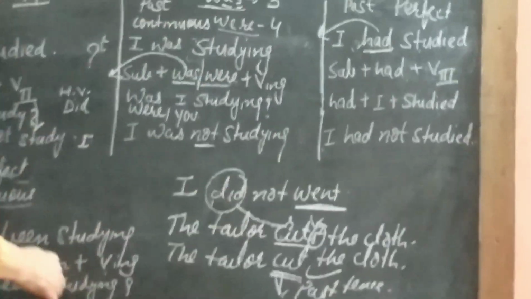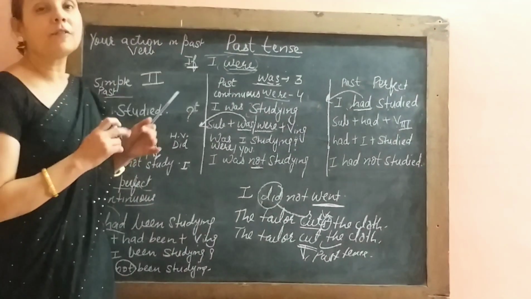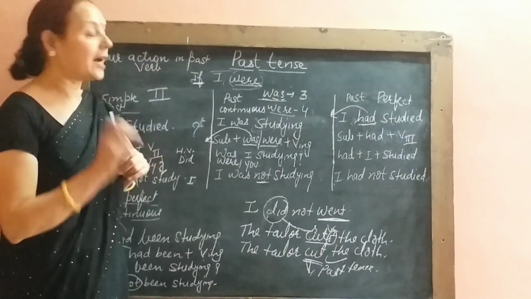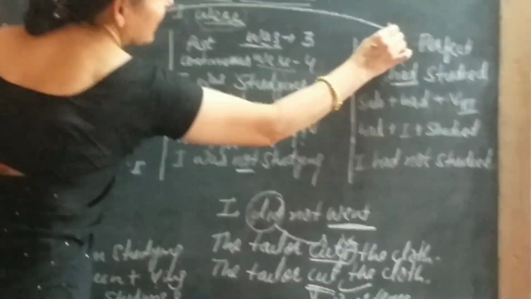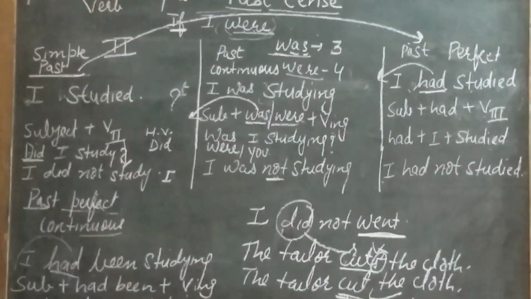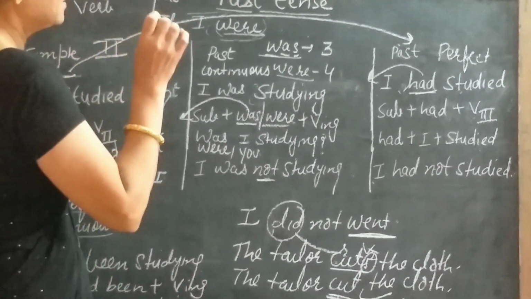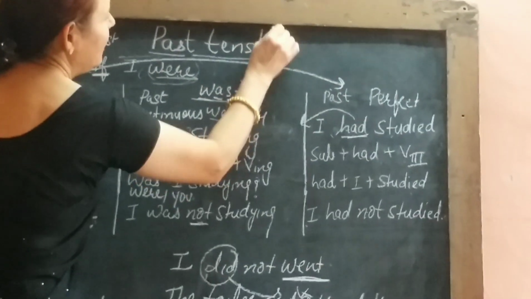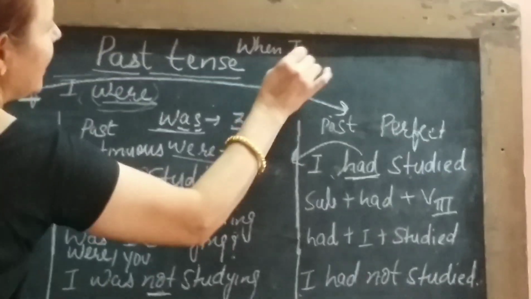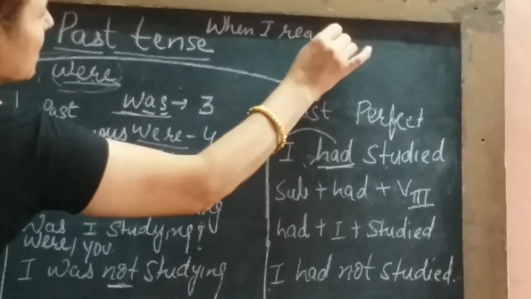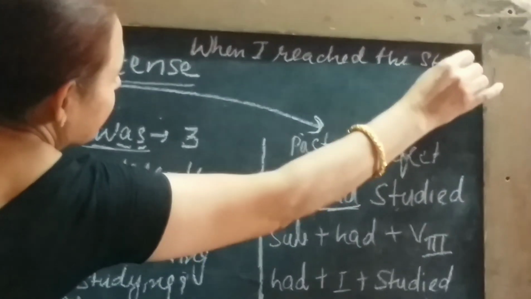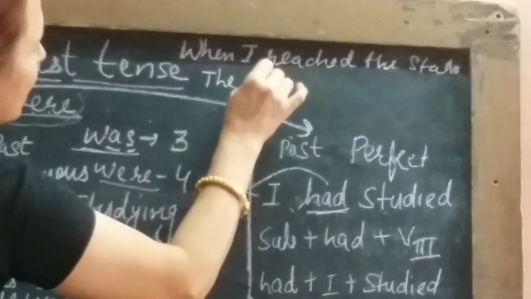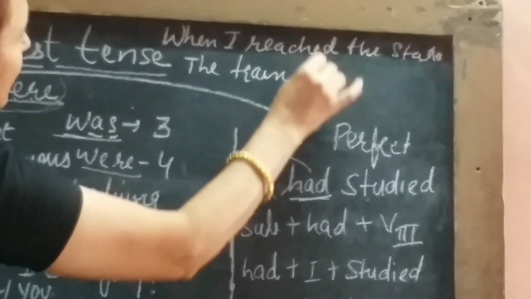Now one more thing I am going to tell you. The combination of simple past and past perfect. Simple past means here and this past perfect. That means there are two actions. I will be writing the sentence over here. When I reached the station, the train had left.